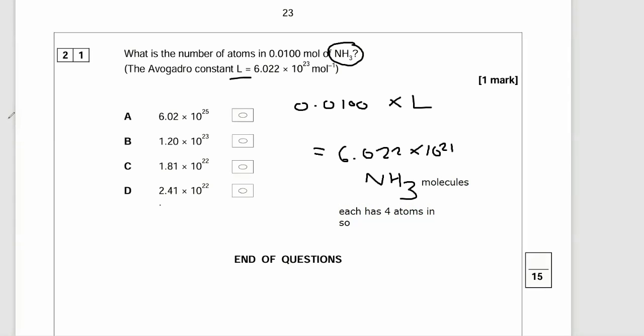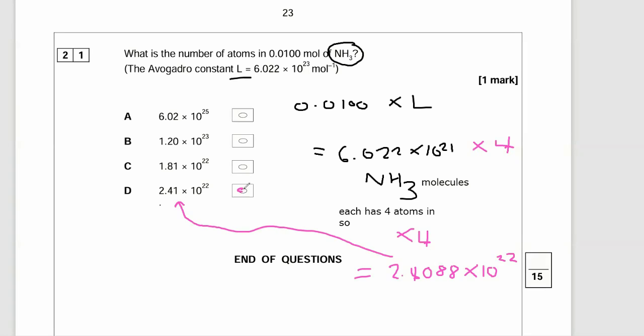However, each ammonia molecule contains 4 atoms. The question wasn't asking us for how many ammonia molecules, it was saying how many atoms. So we need to times this answer by 4. So 6.022 times 10 to the 21 times 4 equals 2.4088 times 10 to the 22, and that's going to give me answer D.